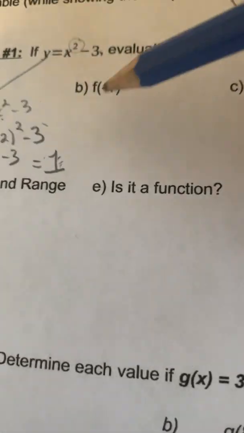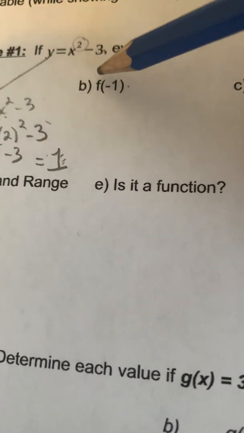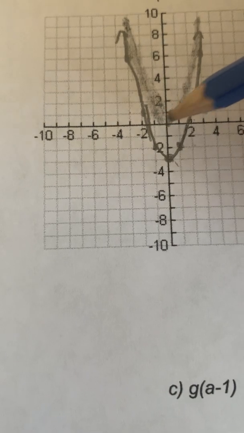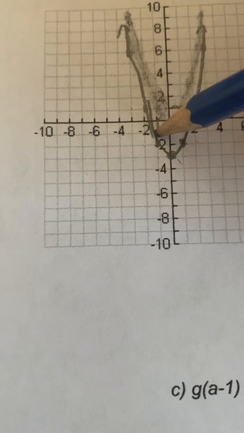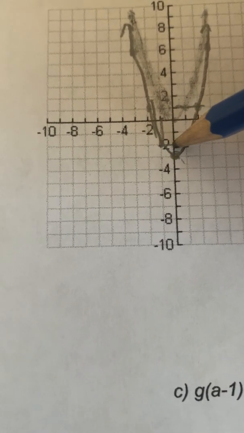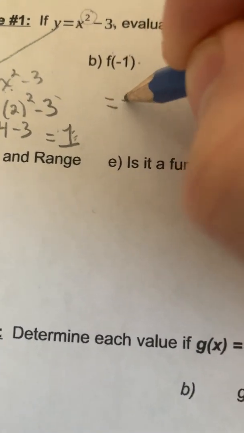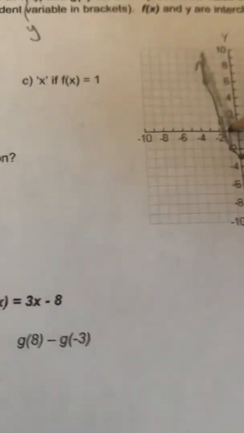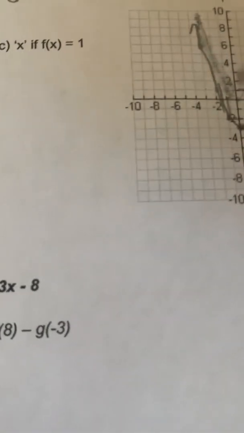Okay, next question says, what is the f value when x is negative 1? So what is the y value when x is negative 1? We're going to go to negative 1, and we're going to find out where the y value is. So we go down till we hit the line, and that is at negative 2. So our answer for this one is just negative 2. Negative 1 for x hits the line here, which is where y is negative 2.